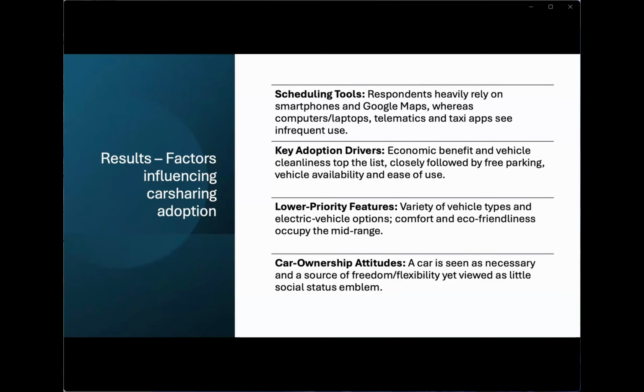The above shows us that there is a strong preference for cost savings, convenience, and hygiene, which suggests that platforms should prioritize affordability, booking simplicity, and well-maintained vehicles.